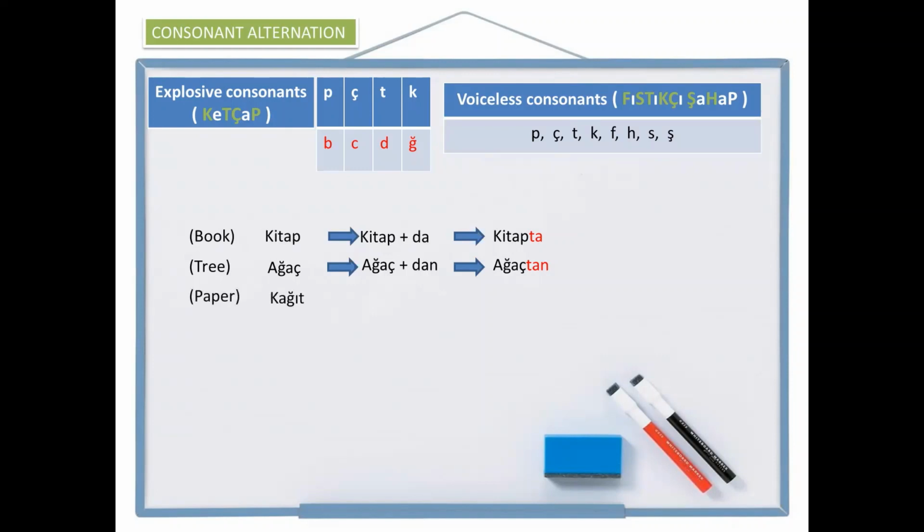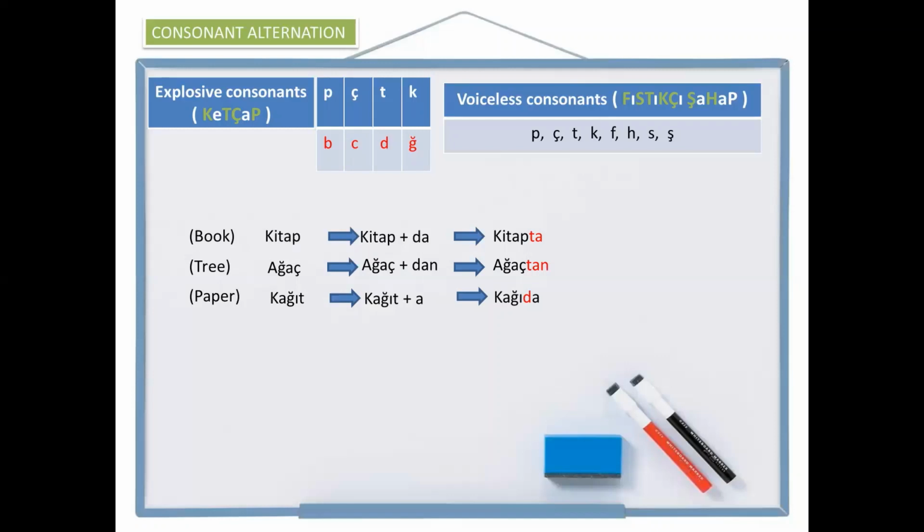Let's see another one. Kağıt, paper. If I want to write to the paper, how am I going to write it? To the paper. Kağıt, a. As you see, the suffix is only a vowel, and the last consonant of the word is an explosive consonant, T. So what kind of alternation will happen here? Is the consonant going to change or the suffix going to change? Let's see. Kağıda. This time the consonant changed because the suffix is a vowel.